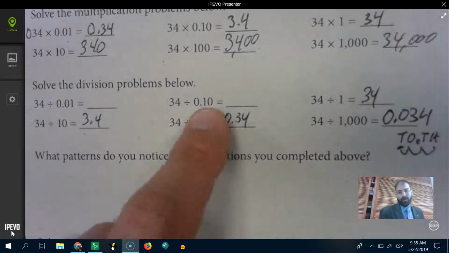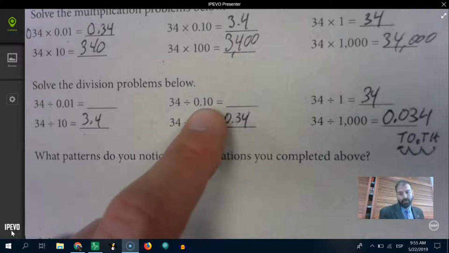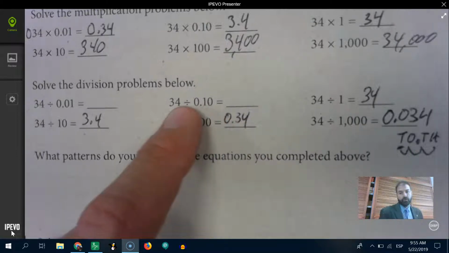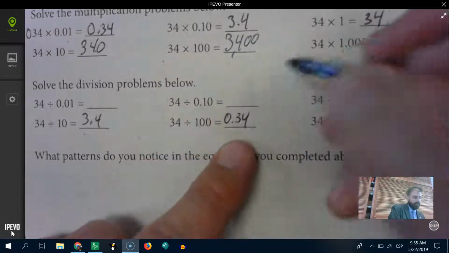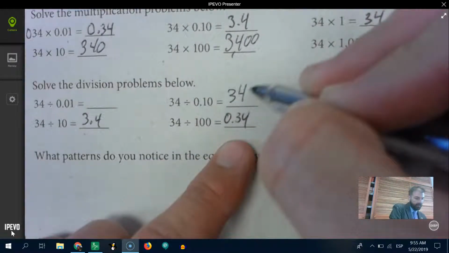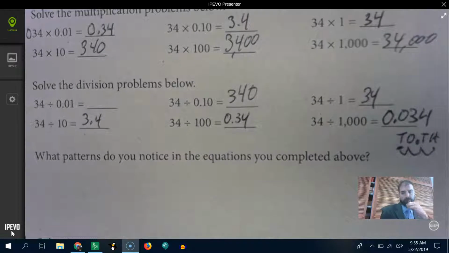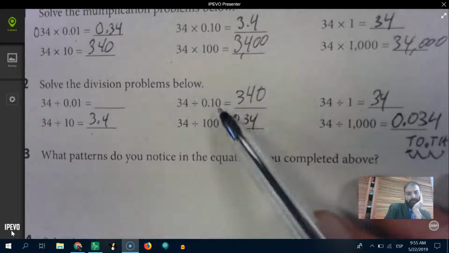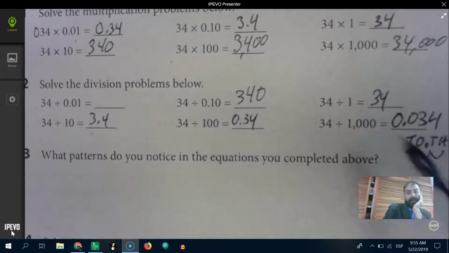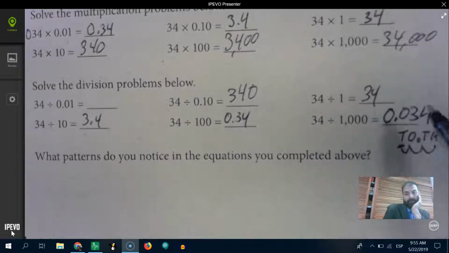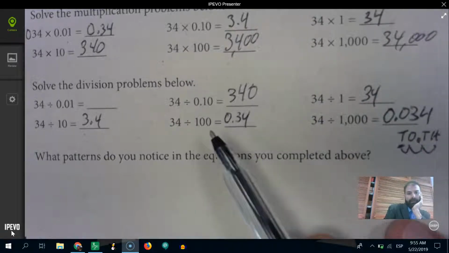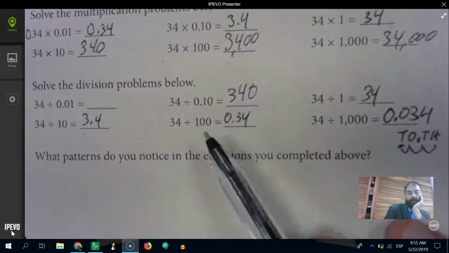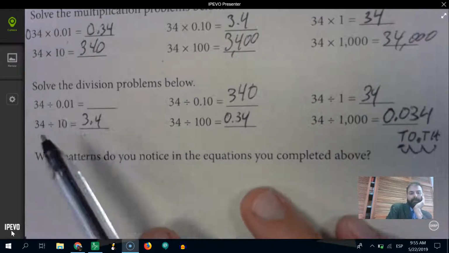34 divided by 0.10. So this means it's going to expand by 1 factor of 10. So this is 340. So this is asking how many thousands are in 34? Well, 0.034 of 1,000 is in 34. How many hundreds are in 34? Well, 0.34 of 100 is in 34. How many tens are in 34? 3.4.